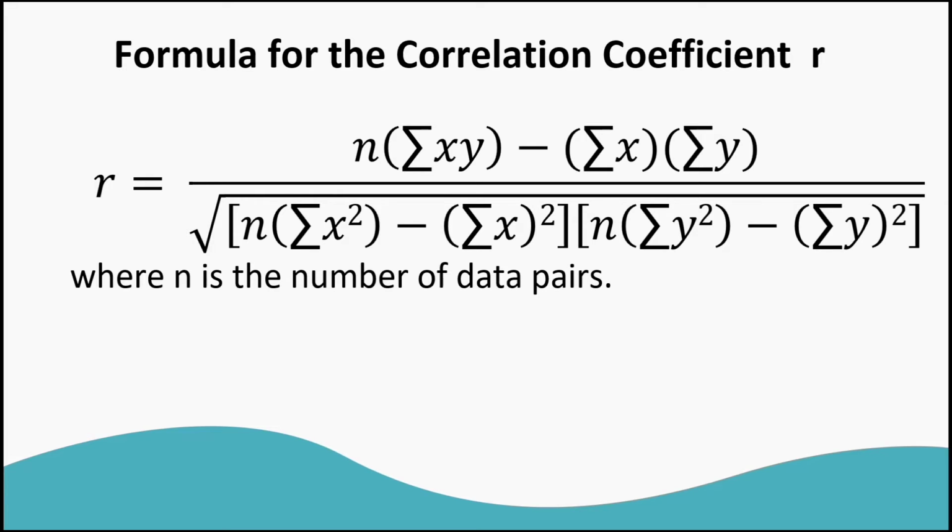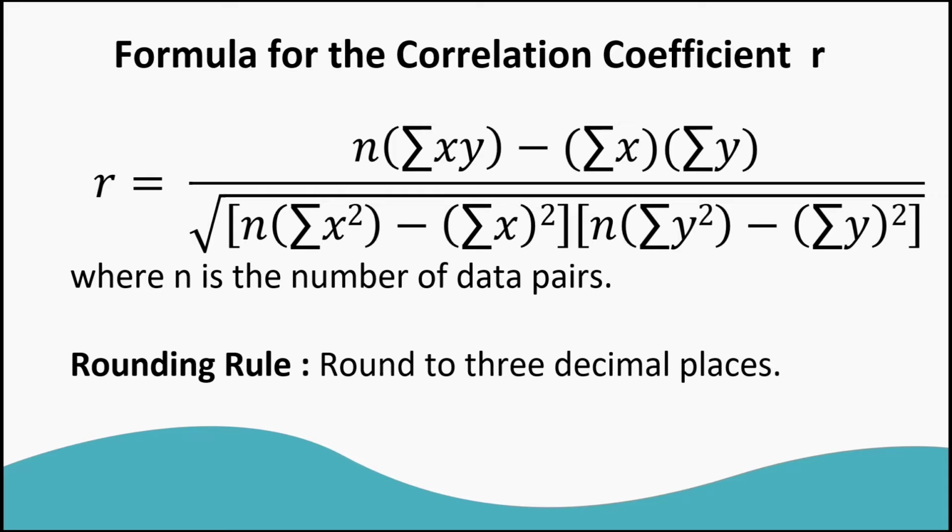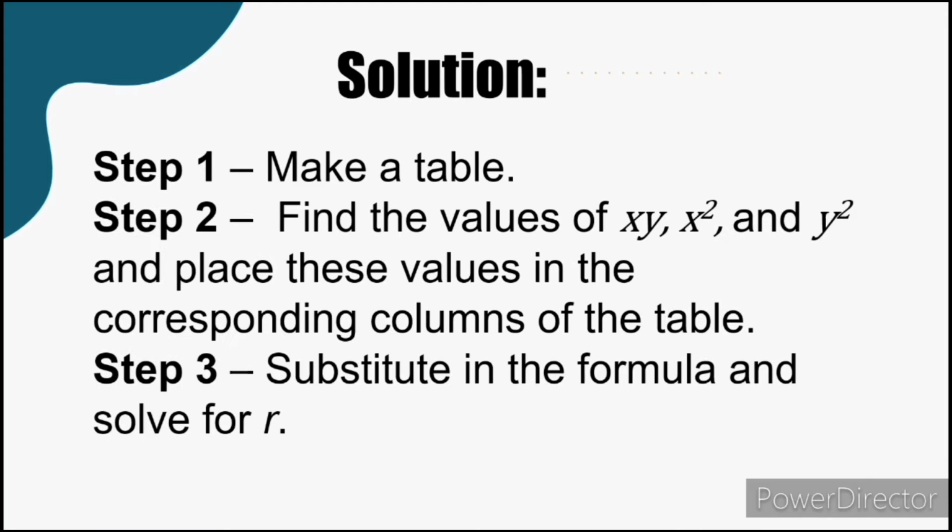n is the number of data pairs, and the value of r should be rounded to 3 decimal places. To get r, here are the steps. Step 1, make a table. Step 2, find the values of x times y, x squared, and y squared, and place these values in the corresponding columns of the table. Step 3, substitute in the formula and solve for r.